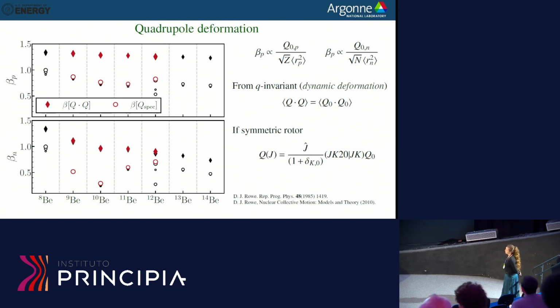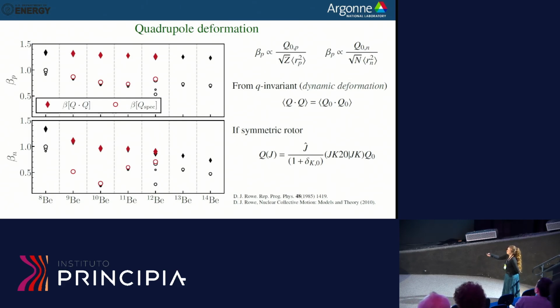The open symbols are a different way of doing this. It's if you assume a good symmetric rotational picture. There are ways that you can then extract out the intrinsic quadrupole moment from the spectroscopic quadrupole moments. In theory, if it was truly a good symmetric rigid rotor, the values would fall on top of each other. Obviously they don't here. These are light nuclei, they're not exactly rigid rotors.